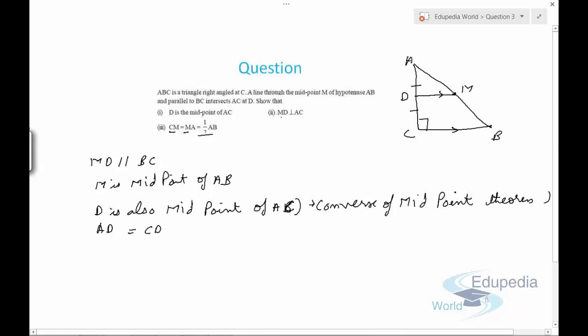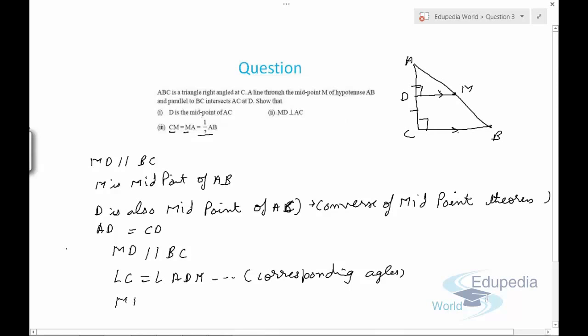Now the second part, we need to prove that MD is perpendicular to AC. Since MD is parallel to BC, we can say that angle C equals angle ADM. Why? They form a pair of corresponding angles. We can say that this angle equals this angle. Why? Because these two lines are parallel and AC is the transversal. So we can say that MD is perpendicular to AC. So this is how we can prove the second part.